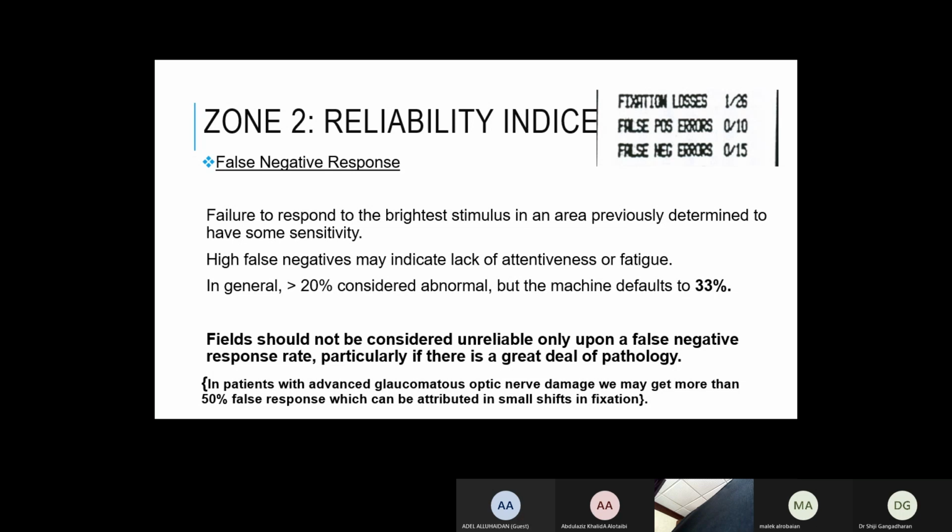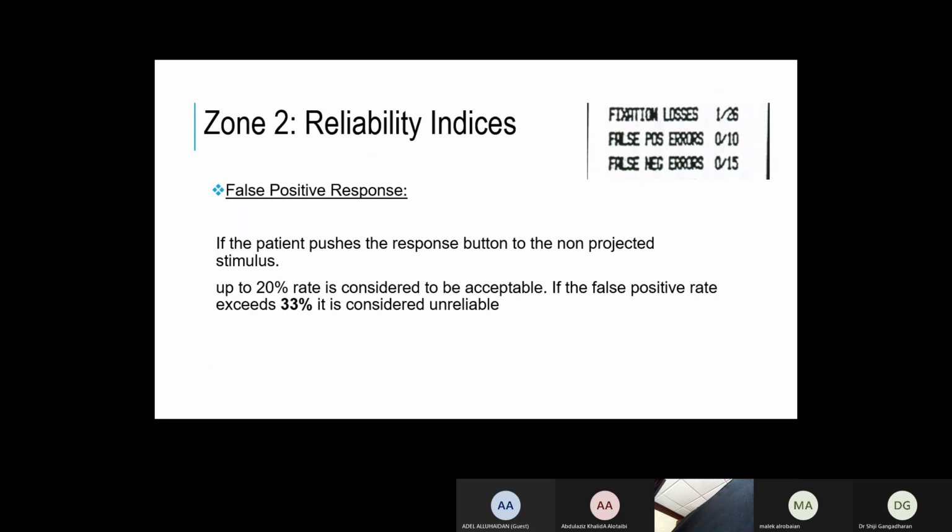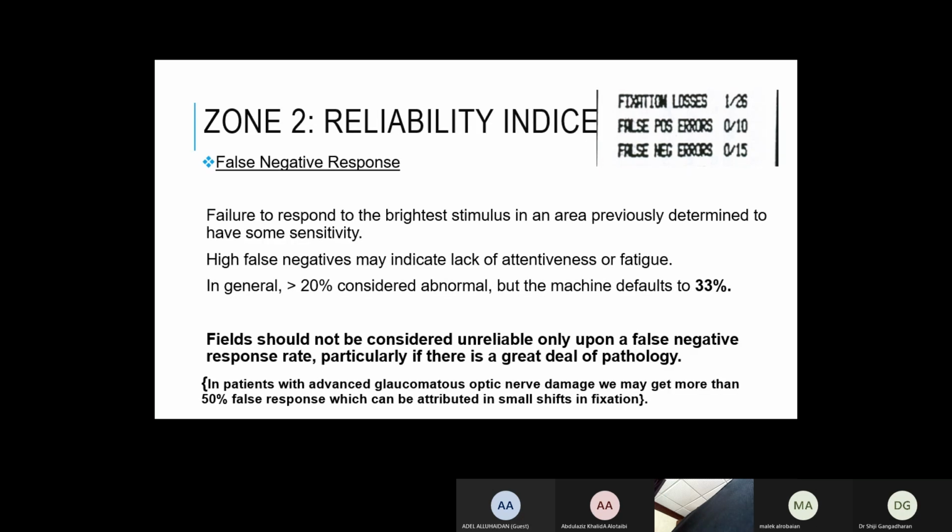False negative response is failure to respond to the brightest stimulus in the area previously determined to have some sensitivity. So high false negative may indicate lack of attention or fatigue. So if the machine tested one area, the patient responded, and then retested the same area at the same intensity or higher, and the patient did not see the stimulus, that will be counted as false negative. If the patient is fatigued or tired or not interested, usually false negative will be high. If it is more than 33%, the test is unreliable.